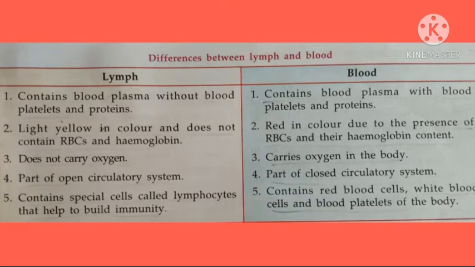Lymph does not carry oxygen. Blood carries oxygen in the body. Lymph is part of an open circulatory system. Blood is part of a closed vascular system. Lymph contains special cells called lymphocytes. It helps to build immunity. Blood contains red blood cells, white blood cells and blood platelets.